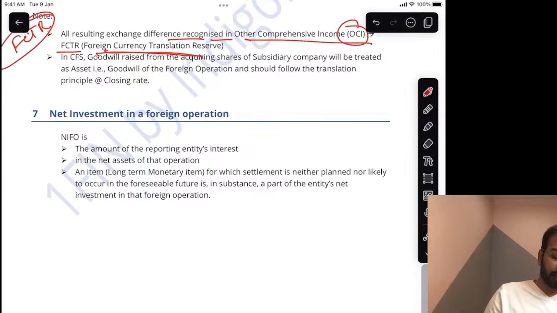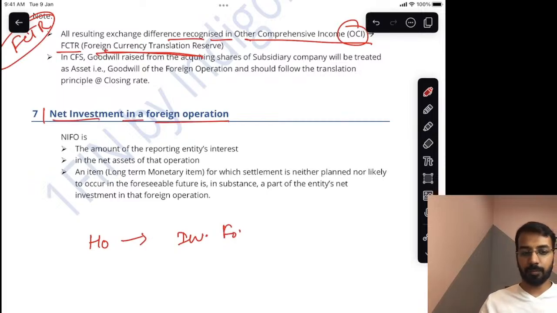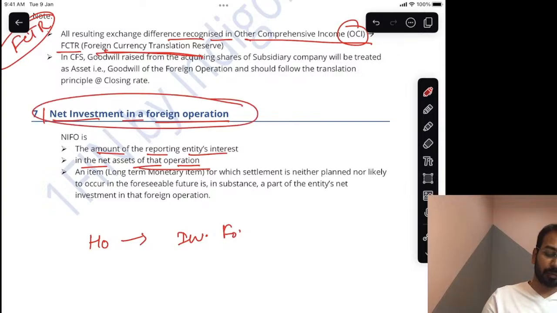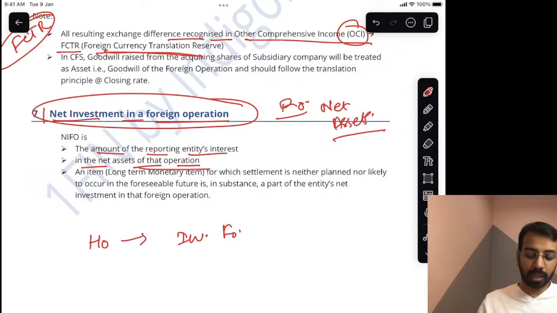Now, whenever there is a head office or a parent and there is an investment in a foreign operation, we also have something called net investment in a foreign operation. Net investment in a foreign operation is the amount of the reporting entity's interest in the net assets of the operation. So whatever is the share of this entity in the foreign operation, what is the share in net assets? That is called net investment in foreign operation.